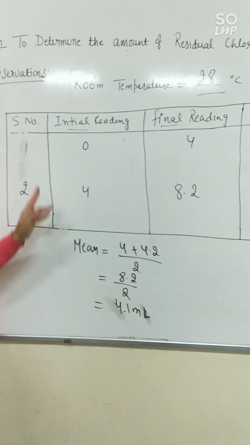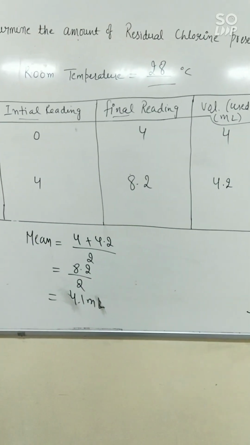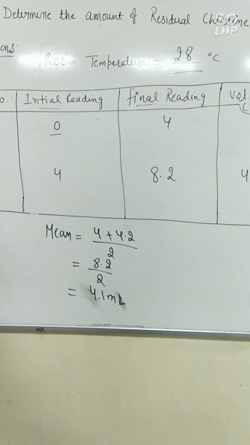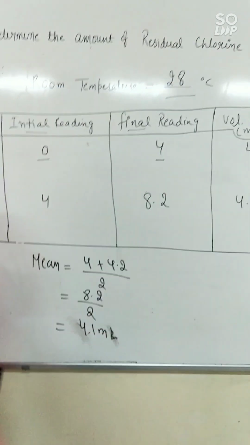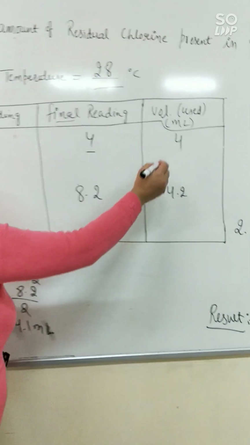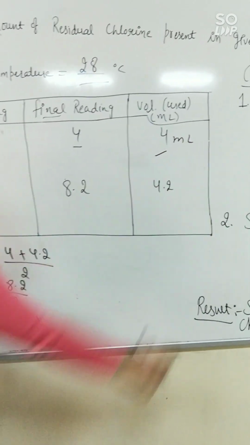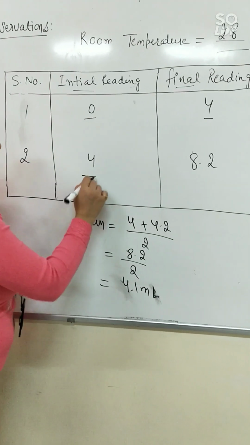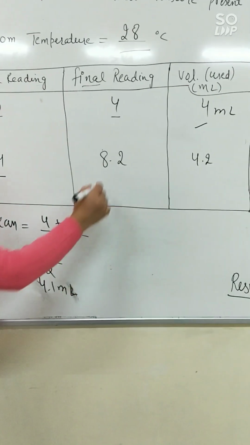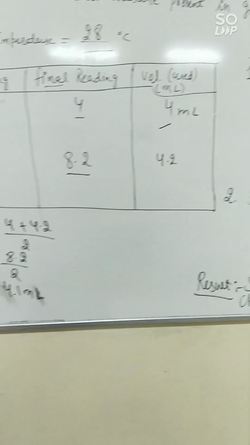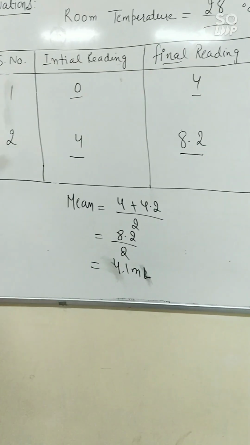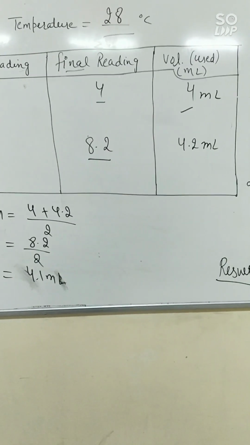So this is the initial reading and the final reading from the burette. The first reading: the initial reading was 0 ml and the final reading is 4 ml. And the volume of hypo solution used is 4 ml. Second reading: the initial reading is 4 ml and the final reading is 8.2 ml. Now the volume of hypo solution used is 4.2 ml. These are the 2 readings from the burette.